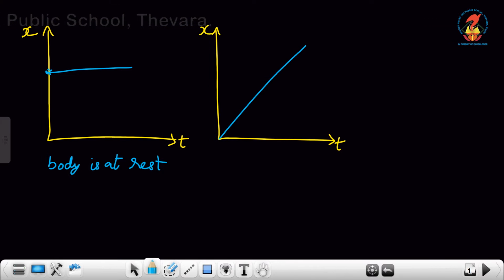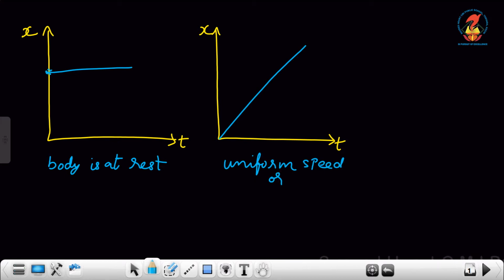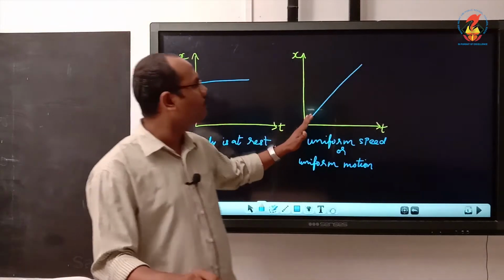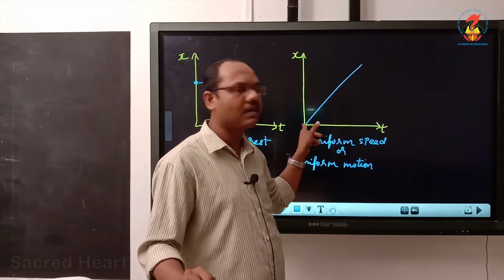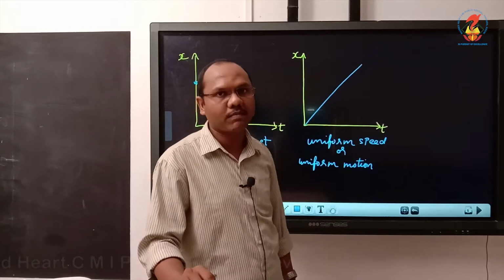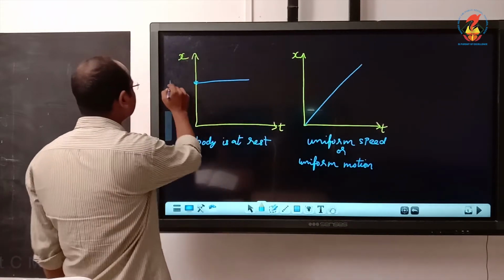What does this mean? The position is changing continuously with time. So we can say that the body is moving with uniform speed. So I'll just write uniform motion. Uniform speed or uniform motion. And here you can see the body is moving away from the origin. This is the origin. Body is moving away from the origin. So okay, that is the second graph.